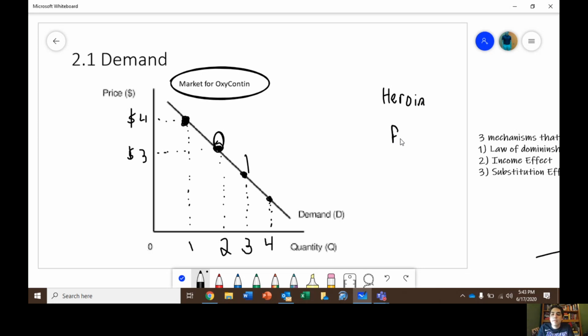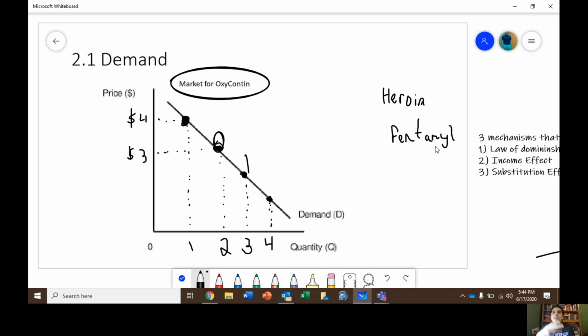Heroin and fentanyl. They're much cheaper and much more potent. And so people might not be willing to pay $4 for one tablet of Oxycontin when they can pay a significantly cheaper price for more heroin that is much more potent.